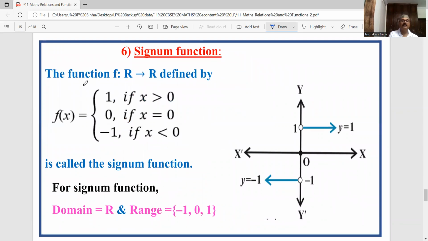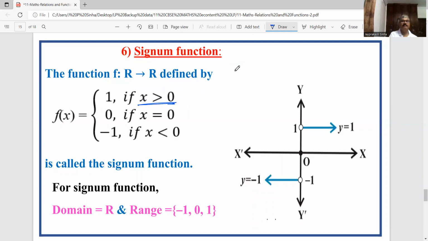So this is a function f from R to R, where R is the set of real numbers. Here f(x), when x is greater than 0, y is equal to 1. And when x is equal to 0, y is equal to 0. And when x is less than 0, y is equal to minus 1.